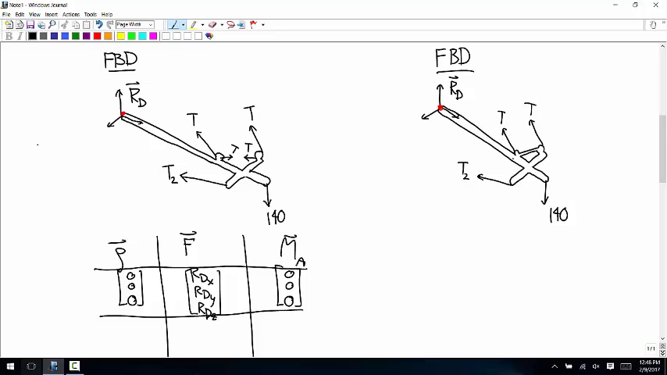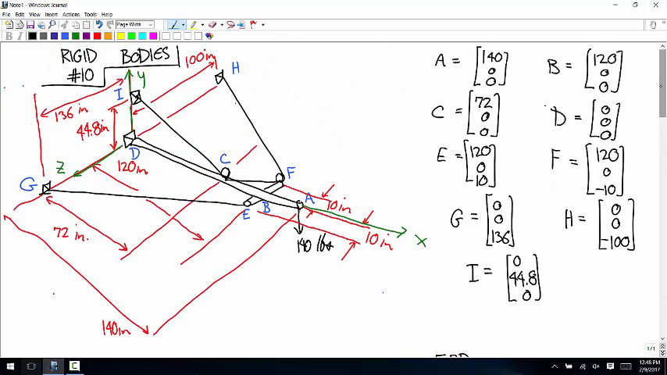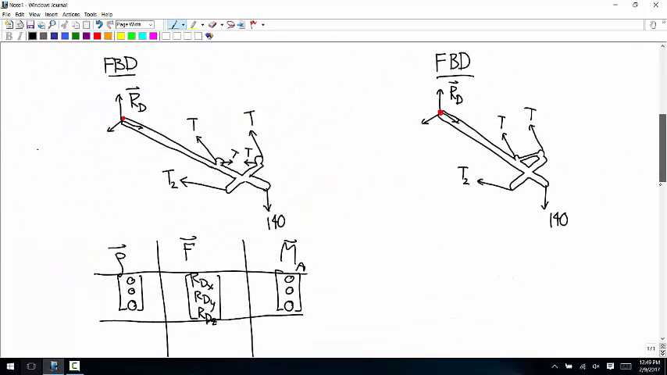And next we'll go to the pulley at C. Rho vector for C, since our origin is our about point, the rho vector for C is just 72, 0, 0.